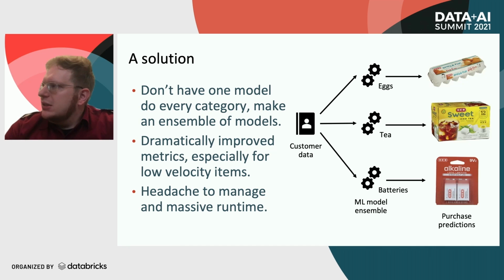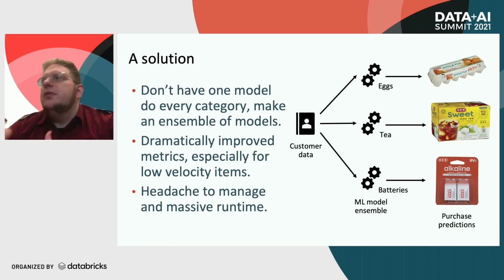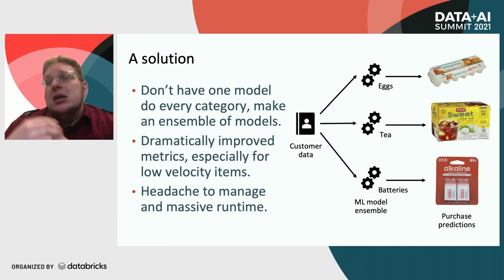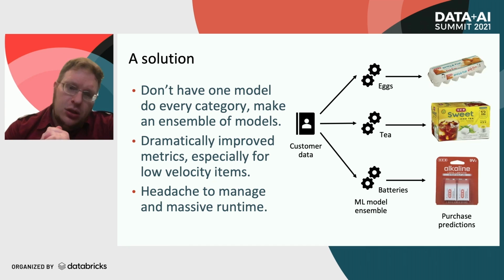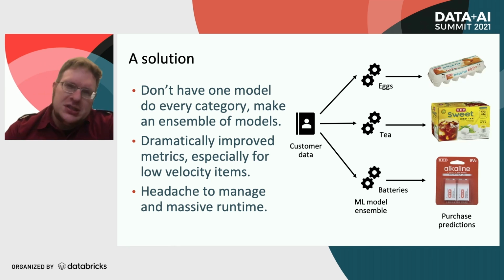Instead of trying to have one model do everything, why not have one model for each category and build an ensemble of models from this? This really improves my metrics, especially for the low velocity items, where it could properly note that if you purchase something recently, you're not in a space where you're going to buy it again soon.